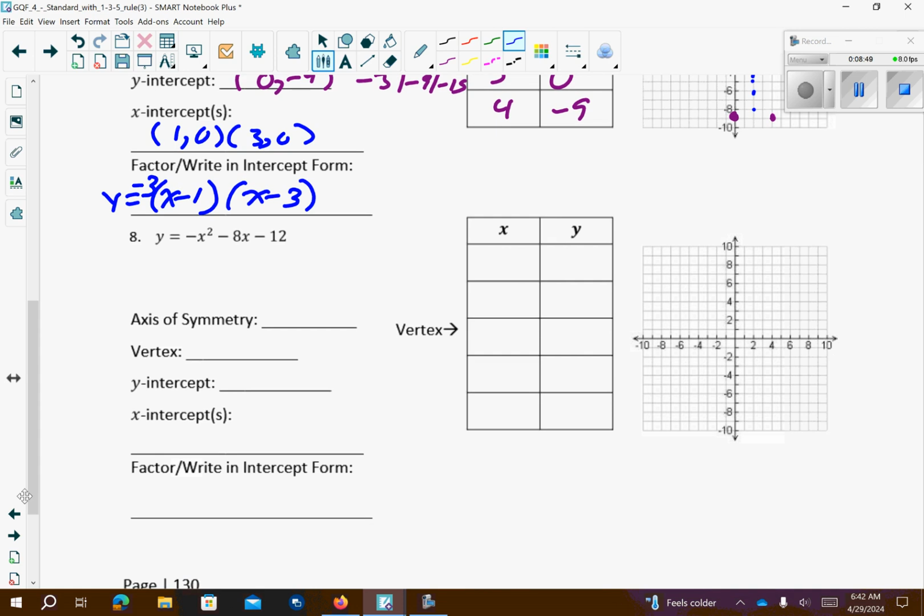Then number 8. Our a value is negative 1. Our b value is negative 8. Our c value is negative 12. X equals negative b over 2a. So that's negative 8 over 2 times negative 1. That's going to give me 8 over negative 2. 8 over negative 2 is negative 4. So negative 4 is our axis of symmetry.